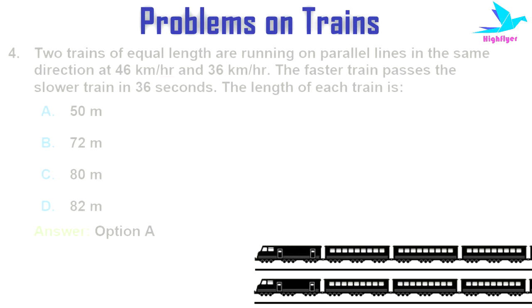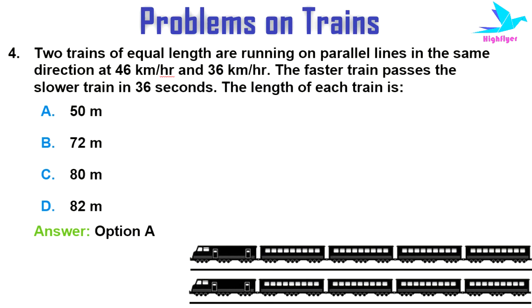Next question. Two trains of equal length are running on parallel lines in the same direction at 46 km per hour and 36 km per hour. The faster train passes the slower train in 36 seconds. The length of each train is, the options are 50 meters, 72 meters, 80 meters or 82 meters. The answer is option A, 50 meters.